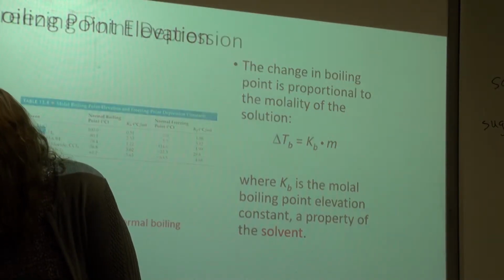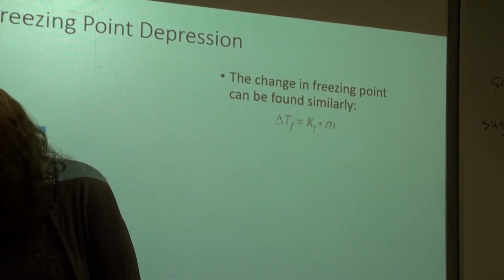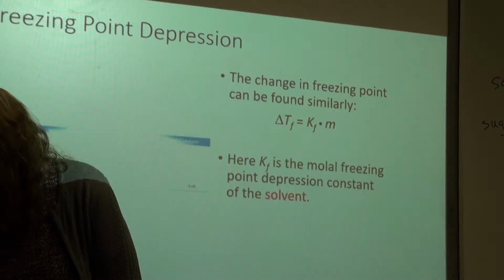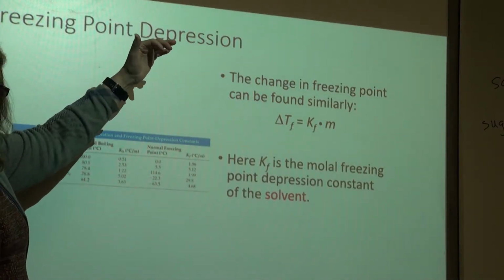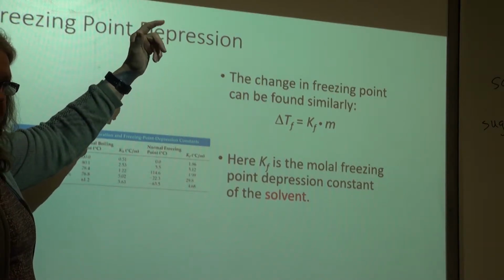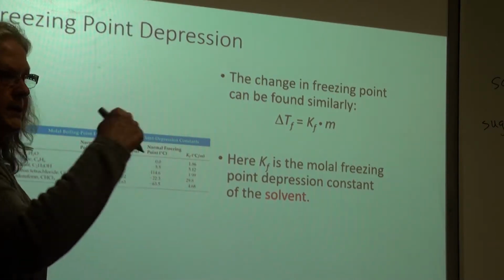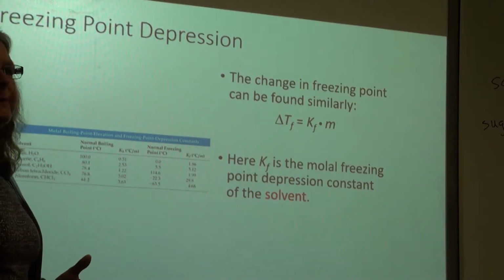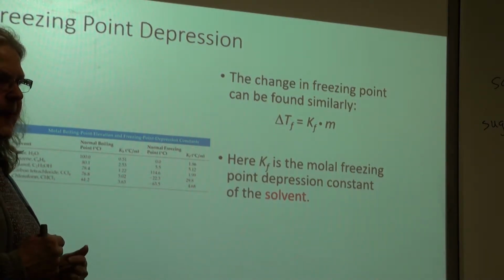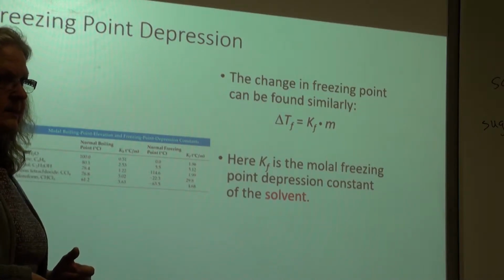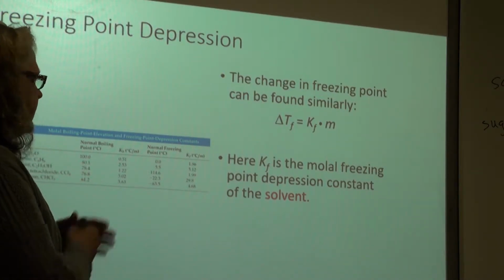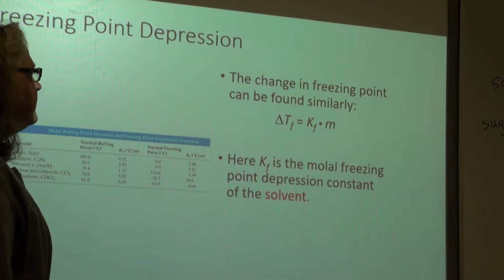The freezing point, the equation looks almost exactly the same, but now it's a depression, and that means it goes what, up or down? Down. Down, so the freezing point goes down. So there's no plus or minus in this. I have to remember that if it's the boiling point, it went up, and if it's the freezing point, it went down, okay? One goes up, one goes down. So my range spreads out, all right?